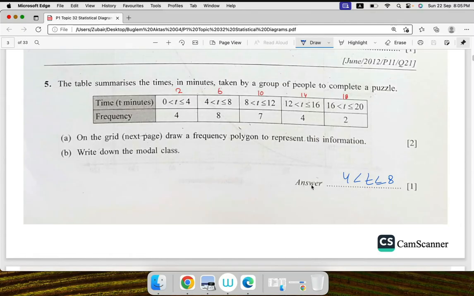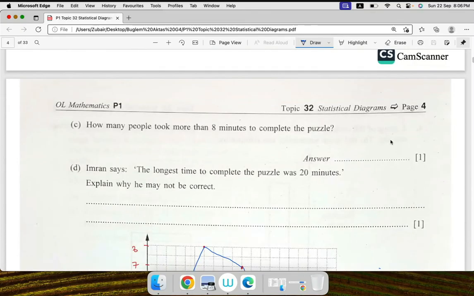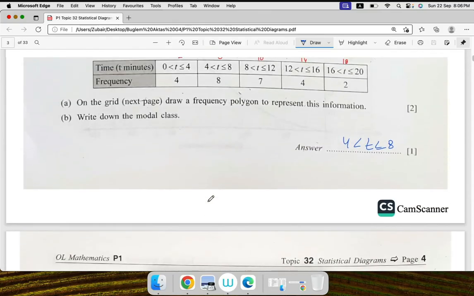13. Correct. Imran says the longest time to complete the puzzle was 20 minutes. Explain why he may not be correct.